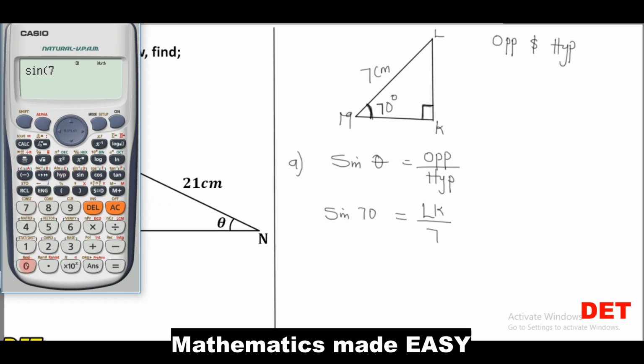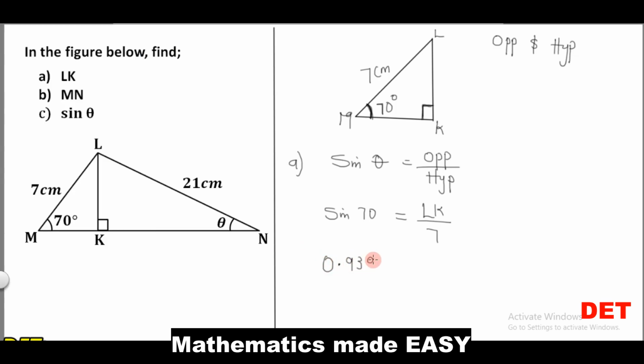Sine 70 is equal to 0.9396, so that's approximately 0.9397. So 0.9397 equals LK over 7. You should know that 0.9397 can also be written as 0.9397 divided by 1. Anything divided by 1 will give you that number. So the next thing you would want to do here is to cross multiply.